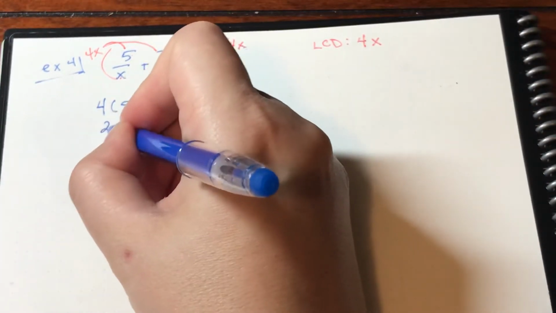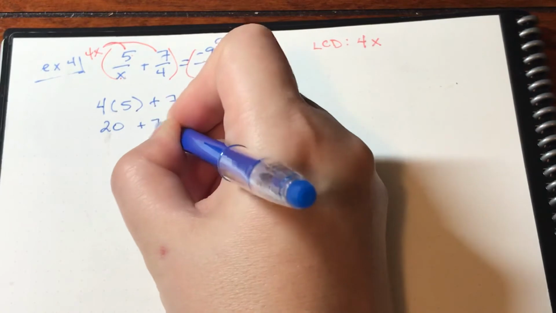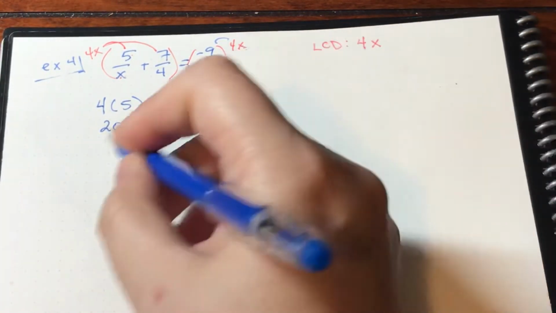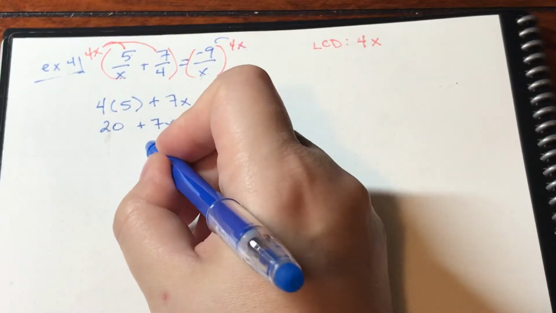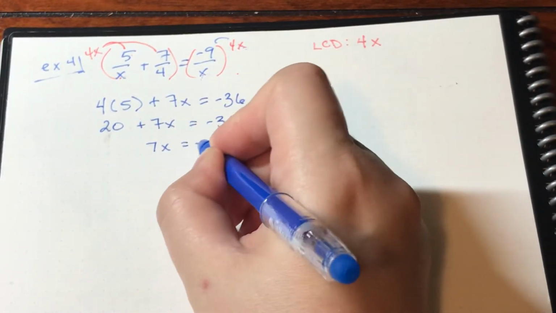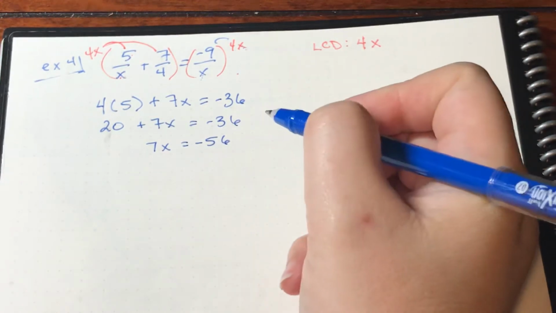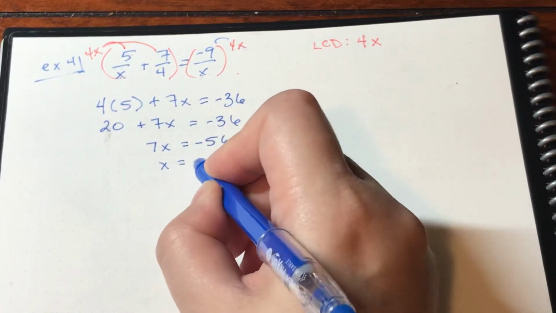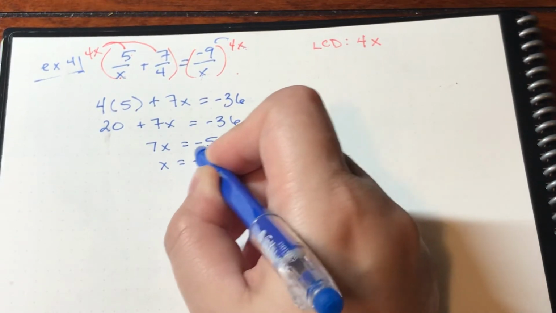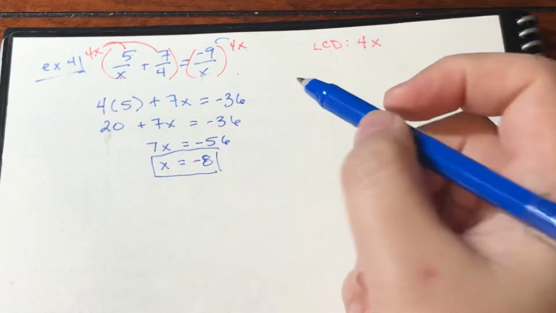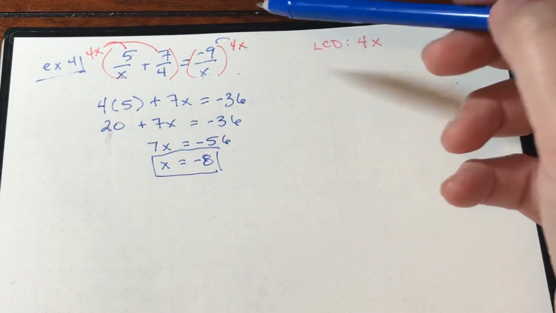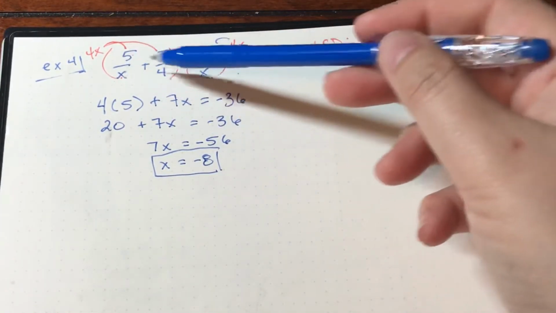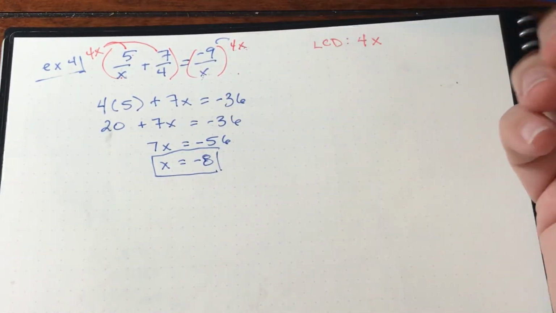And then I have 20 plus 7x equals negative 36. Subtract 20 from both sides, so I have 7x equals negative 56. And then divide by 7, so I have x equals negative 8. Okay, and again, I always want to check my solution and make sure it's not going to make a 0 in the denominator. It's not, so we're good.